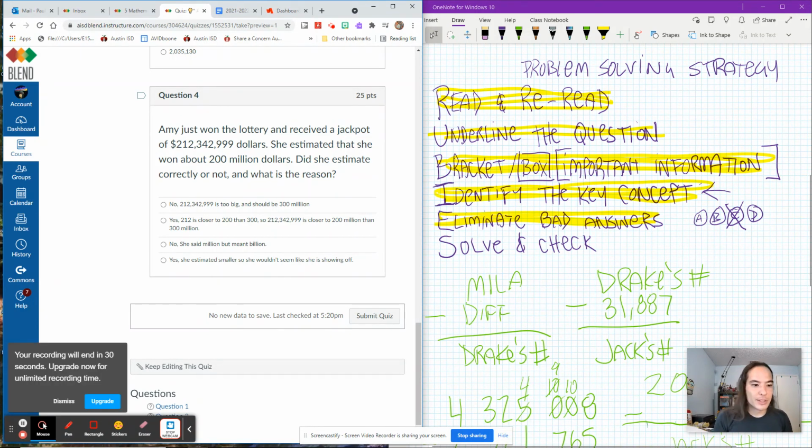All right, so underline the question. Did she estimate correctly or not? And what is the reason? Bracket important information. She received a jackpot of that many dollars, and she estimated that she won about that many dollars. All right, identify the key concept, place value and estimation. Eliminate bad answer choices. That's for you to decide. All right, so I want you to pick the best answer choice.